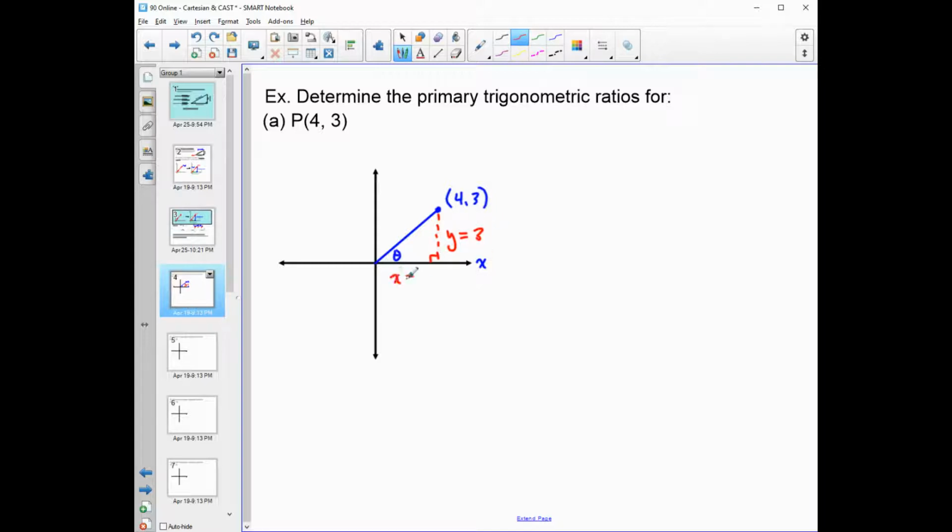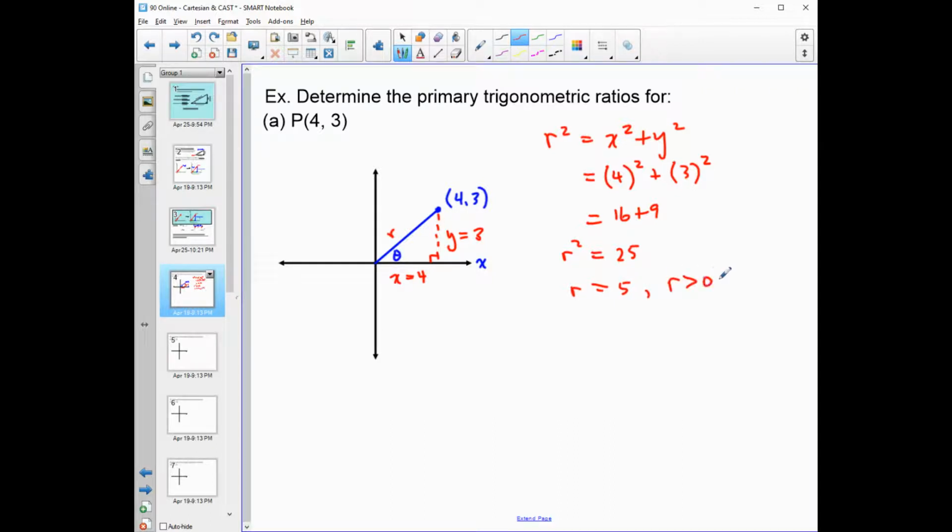The x value is equal to 4 units. And then the r value, which is going to be here along the side, the relationship is r squared equals x squared plus y squared. The x value was 4 squared. The y value was 3 squared. That ends up being 16 plus 9. So we end up with r squared equals 25, which means r itself is equal to 5 because, of course, r is a distance and r must be positive. So that r value is equal to 5.